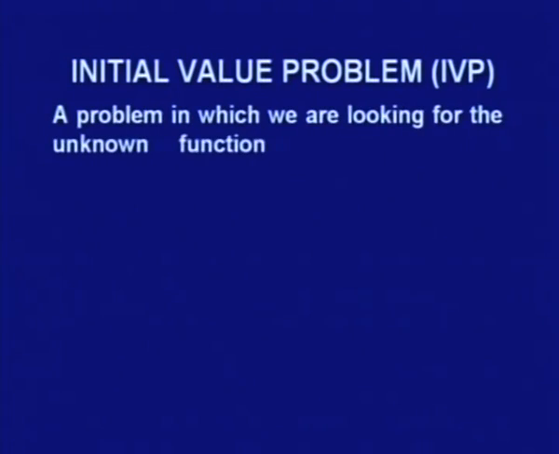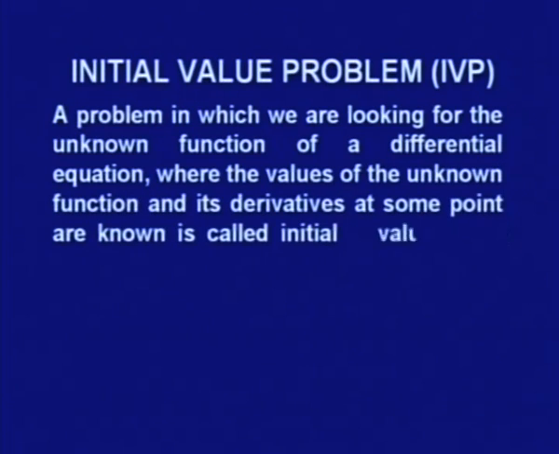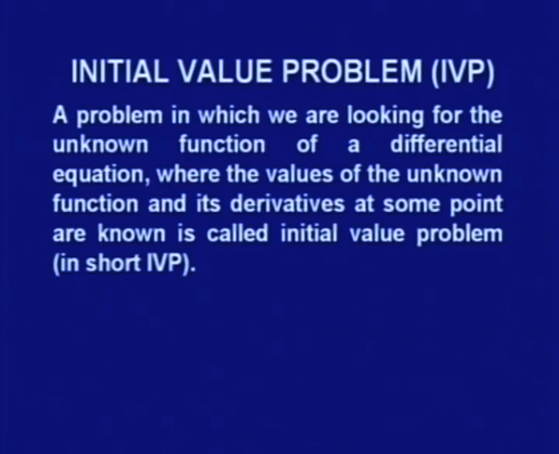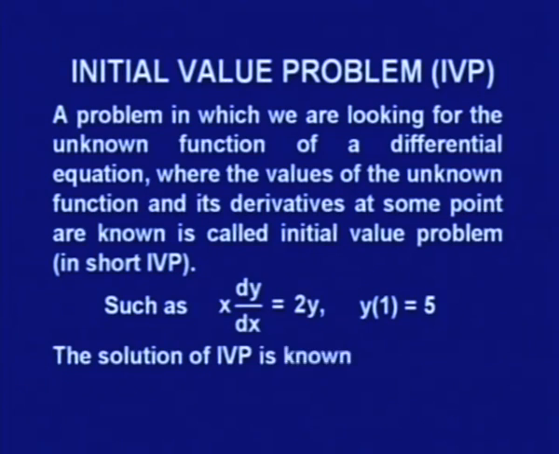Initial value problem. A problem in which we are looking for the unknown function of a differential equation, where the value of the unknown function and its derivatives at some points are known, is called an initial value problem. This is also referred to as IVP in short. Say, for example, the equation x times dy over dx is equal to 2y. If I incorporate one extra condition, that the function value is 5 at x is equal to 1, this is called an initial value problem. A solution to the initial value problem is known as a particular solution.